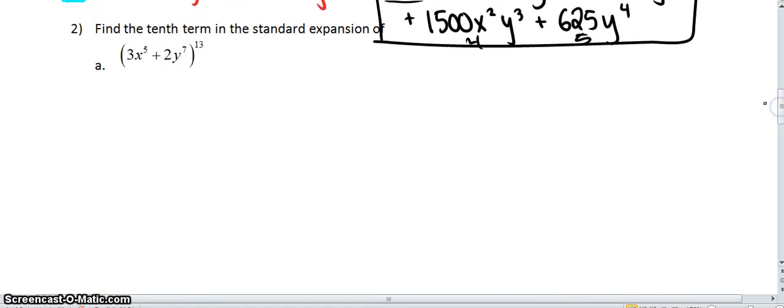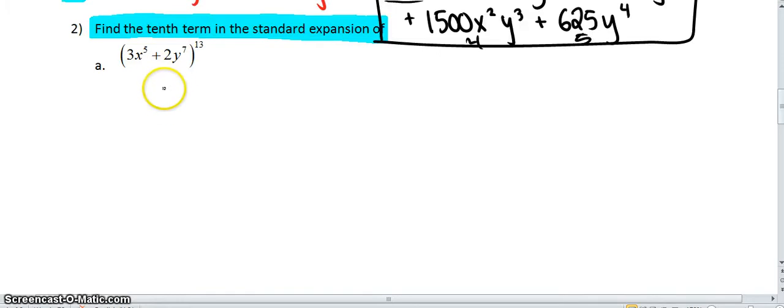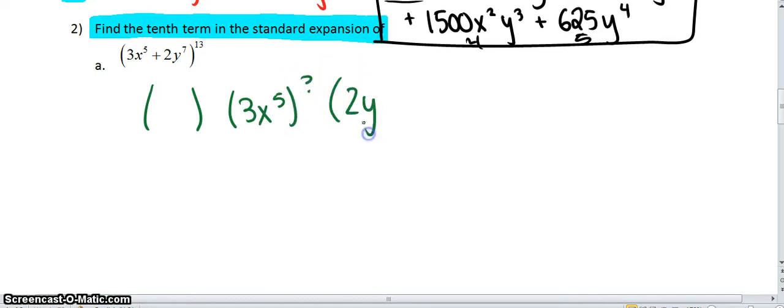Okay, the next type of problem you might see is a question that's a little bit less tedious, and it's to find the 10th term in the expansion, or to find the 6th term, or to find some sort of term. So basically, it's like computing the binomial theorem, but not going through the entire process to find the entire polynomial. Okay. So I know in order to find any term, I'm going to need a combination, then I'm going to need 3x to the 5th to some power, and 2y to the 7th to another power. So we just got to figure out what all that is, and then we'll get our 10th term.